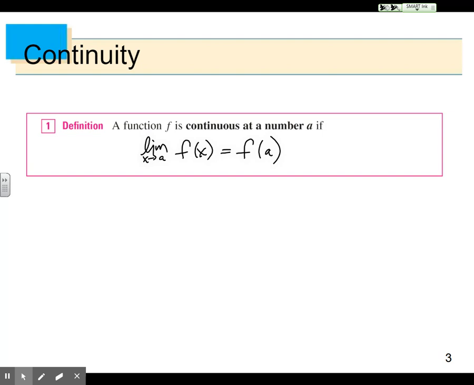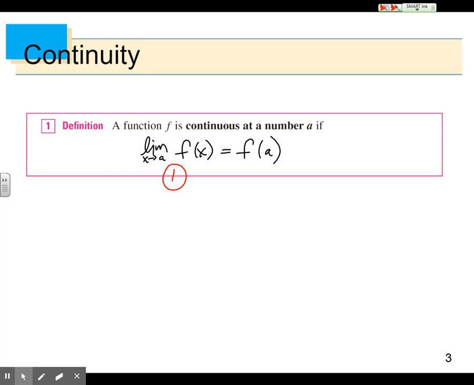Now, this looks pretty simple, but there's actually three things going on here. Okay? The very first thing I want to talk about is the limit. The limit as x approaches a of f of x. This limit has to exist. It has to approach a unique number. It can't oscillate wildly. All that stuff we've been talking about with limits has to happen.